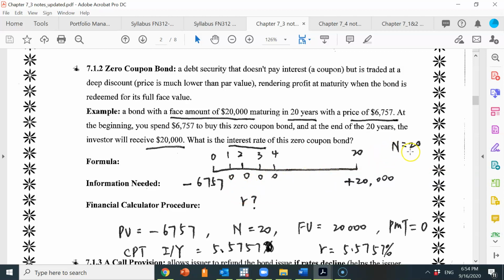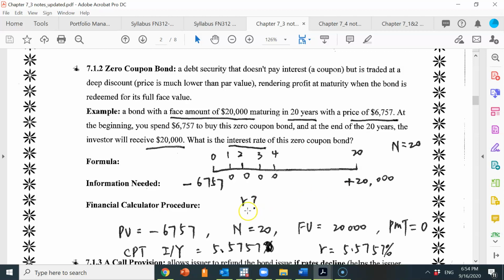Okay, n equals 20. At the end of the maturity date, or at the end of the 20th year, you will receive this par value. We call it par value, and we also call it face amount. We have this principal amount repaid to us as 20,000. This is a cash inflow for you after 20 years.